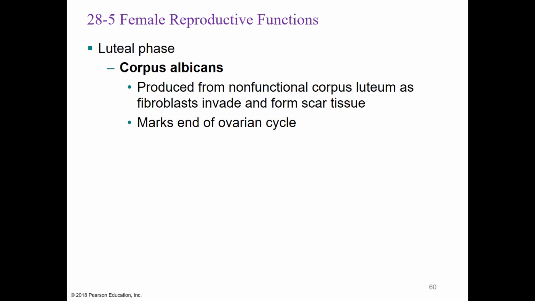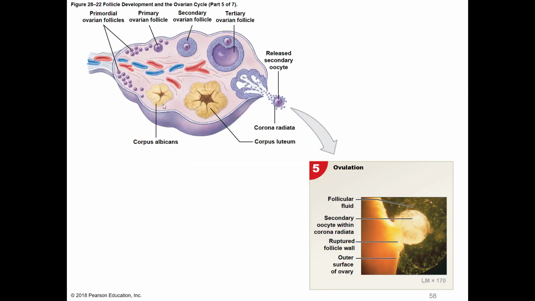The corpus albicans is produced from non-functional corpus luteum as fibroblasts invade and form scar tissue. This will mark the end of the ovarian cycle. So that is this. The corpus luteum will begin to degenerate after about 12 days after ovulation unless the egg is fertilized. If the egg is fertilized, then it's going to hang around longer. But if the egg is not fertilized, then the progesterone and estrogen levels will begin to take a nosedive because the corpus luteum will begin to disintegrate.